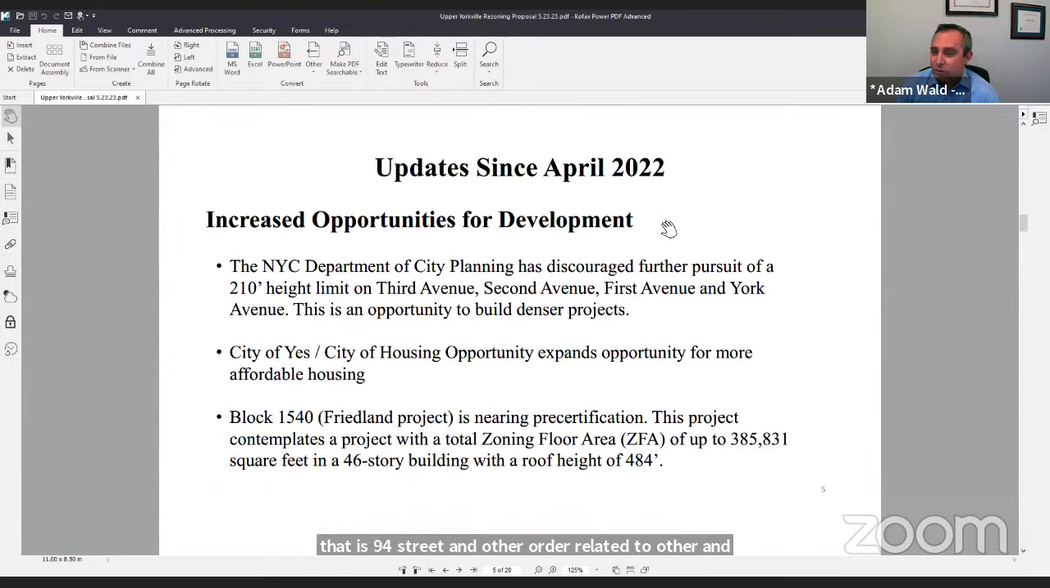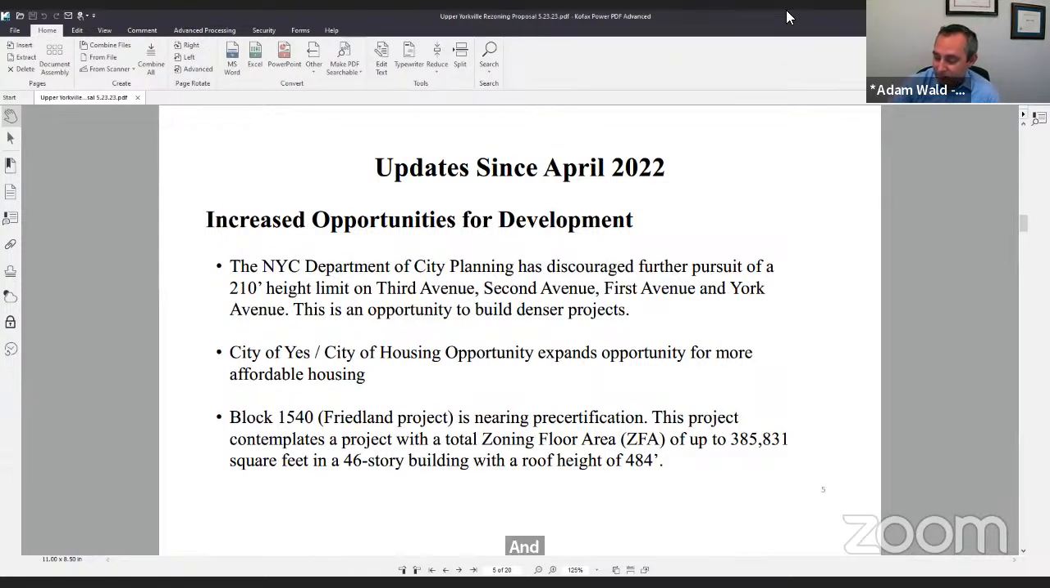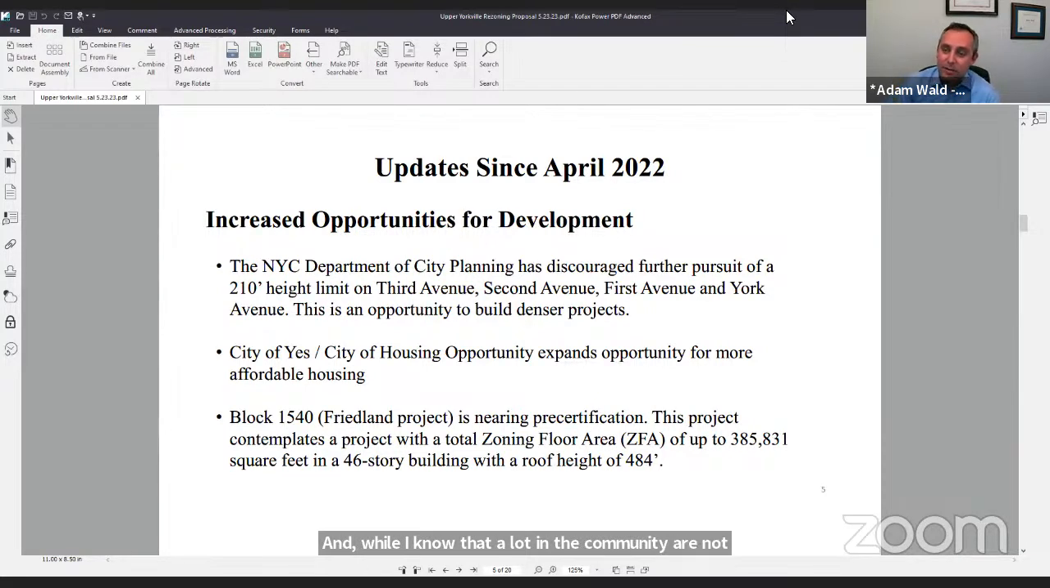So since April 2022, which was the last time we really spoke about this together, the Department of City Planning has discouraged our neighborhood's pursuit of a 210-foot height limit on the avenues. And while I know that a lot in the community are not happy about this, this could present an opportunity to build denser housing in these pockets. I remind you that M1-4 and C8-4 zonings do not currently have a height limit.